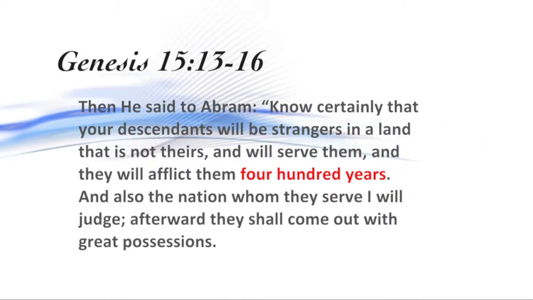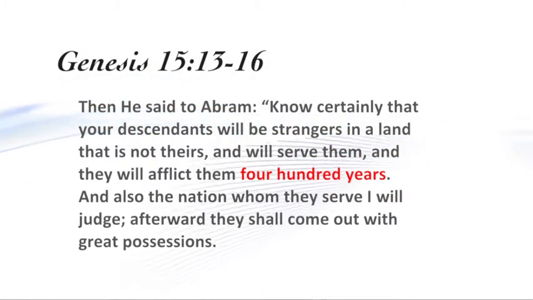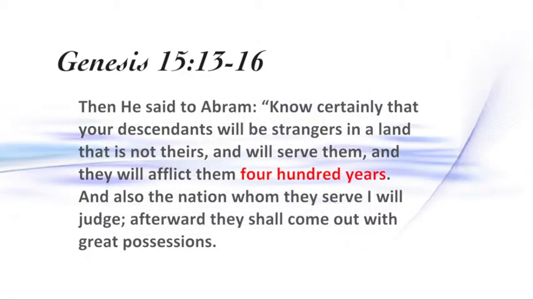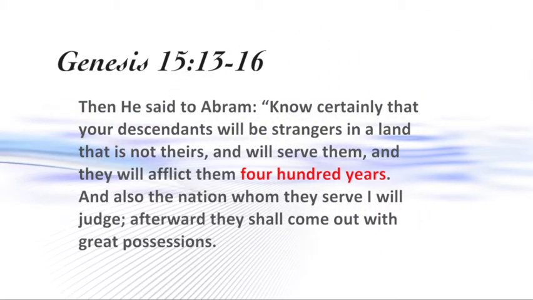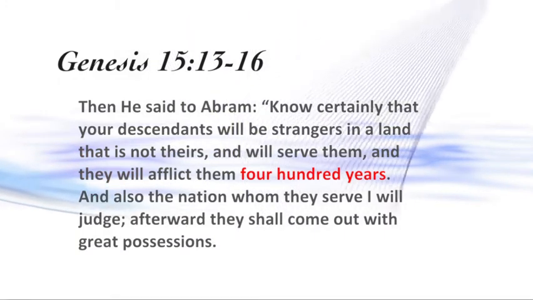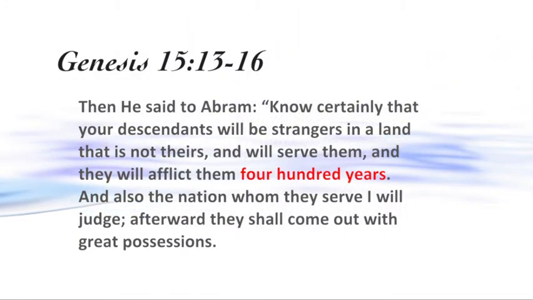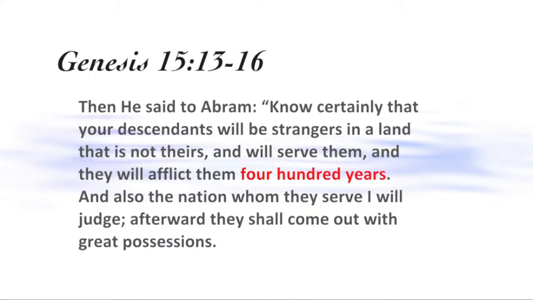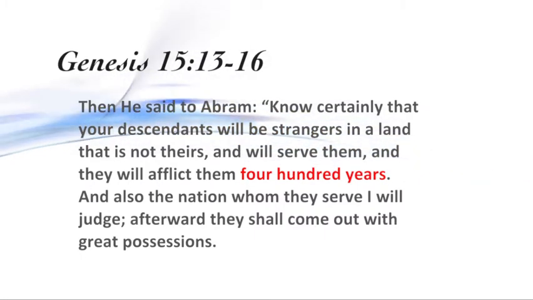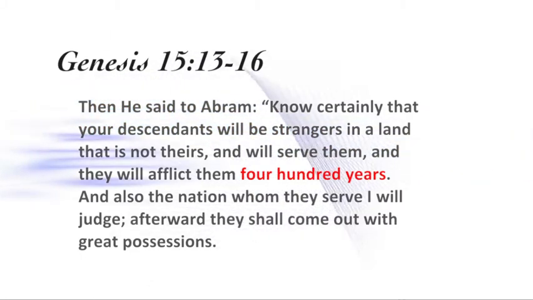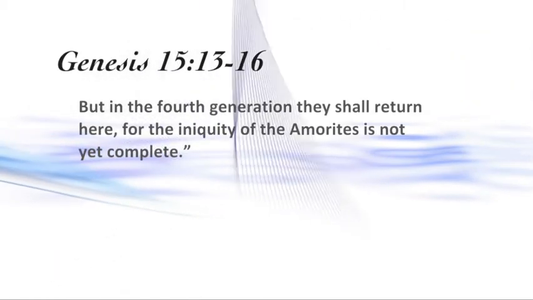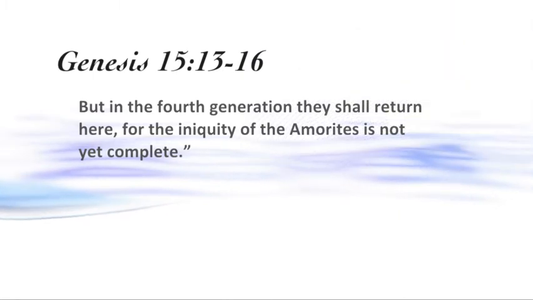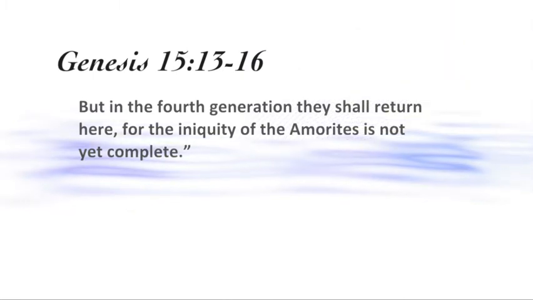In Genesis 15:13-16, we read that God said to Abram, "Know of a surety that your seed shall be a stranger in a land that is not theirs, and shall serve them, and they shall afflict them 400 years. And also that nation whom they shall serve will I judge, and afterward they will come out with great substance." That's, of course, a prophecy of the Exodus. "In the 4th generation they shall come here again," that is, to possess the Promised Land, "for the iniquity of the Amorites is not yet full."